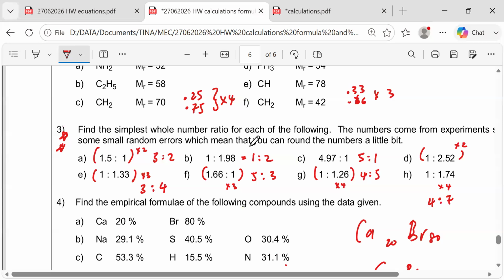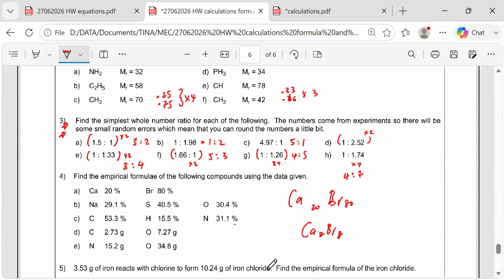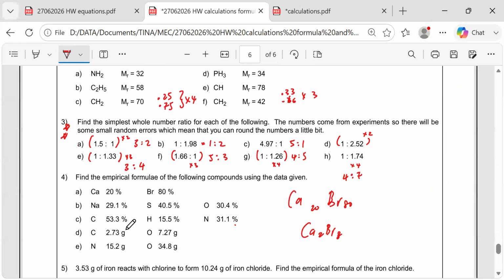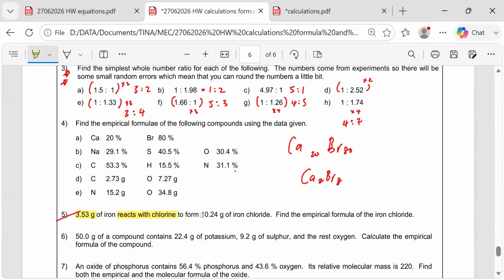Okay, Hannah, this is what I want you to do. I want you to do question 5. Open your eyes big and read carefully. This one is 3.53 grams of iron reacts with chlorine to form iron chloride. So is this the mass of chlorine? No, this is the mass of iron plus chlorine. So how do you find the mass of chlorine? Minus lah. Okay, do number 5.